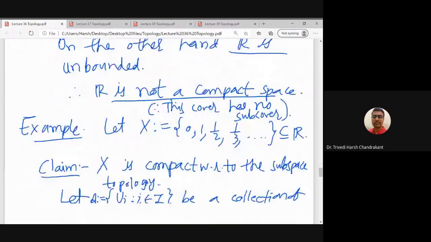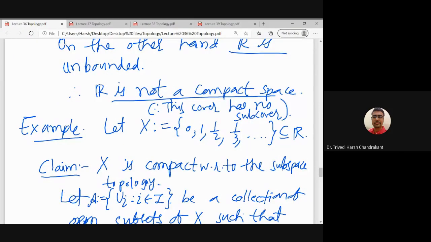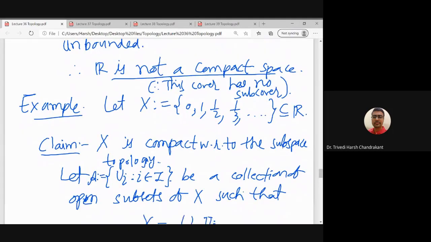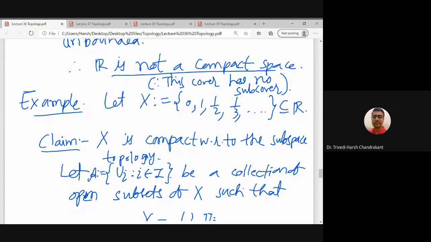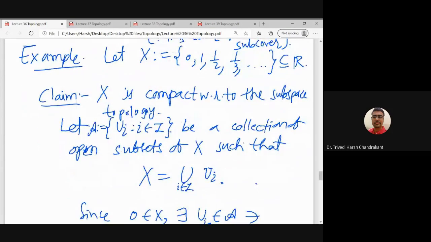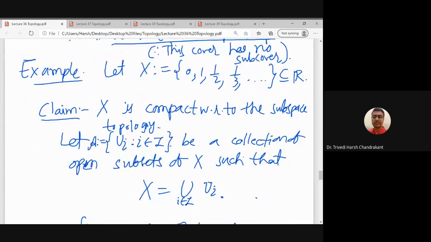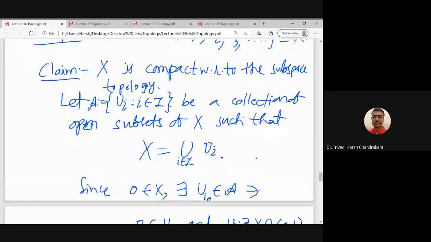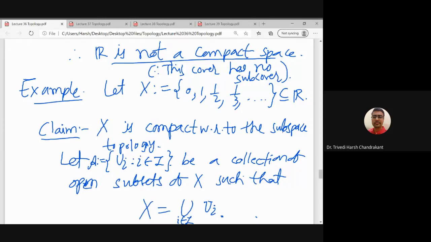Next we discussed this particular set which has a limit point: the set 0, 1, 1 by 2, 1 by 3, and so on, which is a subset of R. As a subset of R, it has a subspace topology coming from the standard topology on R. With respect to this topology, is X compact or not? That is the question. In fact, we proved that this is a compact space with respect to the subspace topology coming from R.